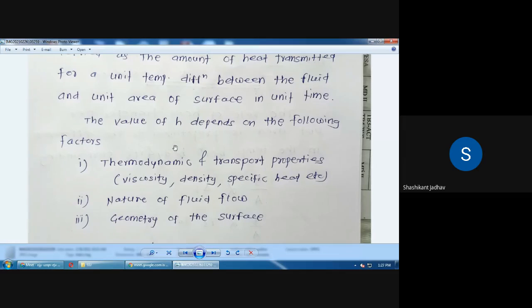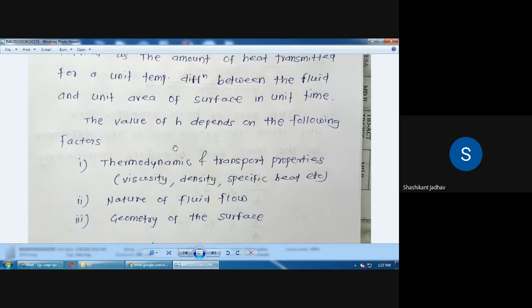Suppose on one plate a fluid is flowing, and suppose the density is higher, at that time the heat transfer coefficient is different. If density is low, at that time the heat transfer coefficient is different. So according to that, the value of H depends.